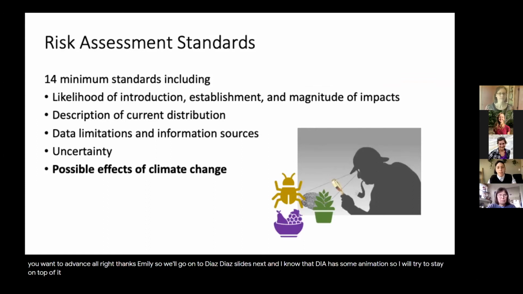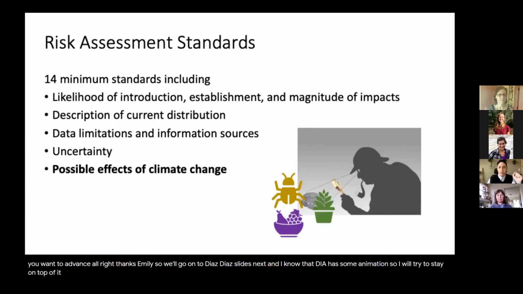So there's been an effort to kind of think about risk assessment standards. Internationally, they do better than we do in the United States. But Helen Roy, again, put together a workshop, working group, and they determined 14 minimum standards that include things like those introduction, establishment, and impacts, description of the current distribution, any limitations to data, and inclusion of information sources. And then you'll see this uncertainty. We're really pushing to get uncertainty incorporated in these risk assessments.